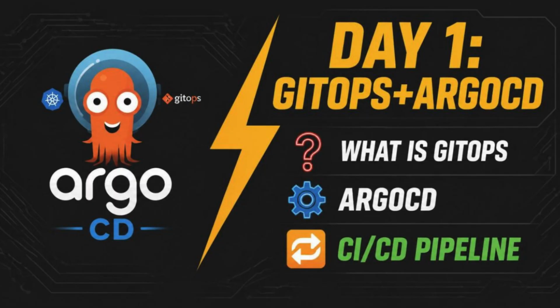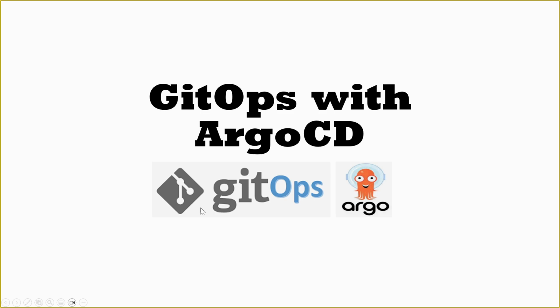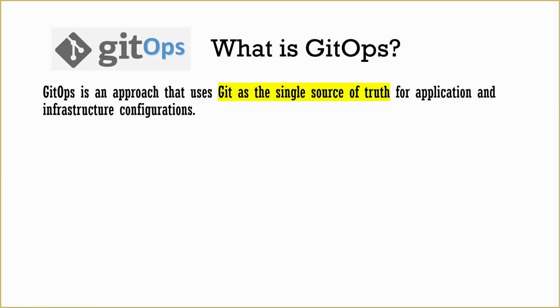In this course, we will learn the fundamentals of GitOps, understand why GitOps has become so popular in modern cloud native environments. Also, we will explore its relationship with Kubernetes and see how ArgoCD helps us implement GitOps in a practical way. By the end of this series, you will understand not only how GitOps works, but also how organizations use ArgoCD to automate deployments, improve reliability, and maintain consistency across Kubernetes environments. So let's start with the most fundamental question: what is GitOps?